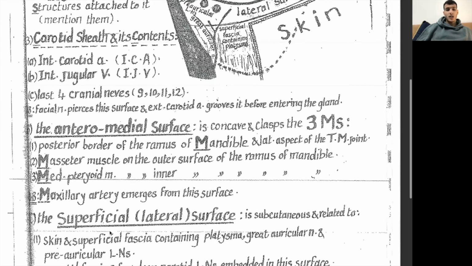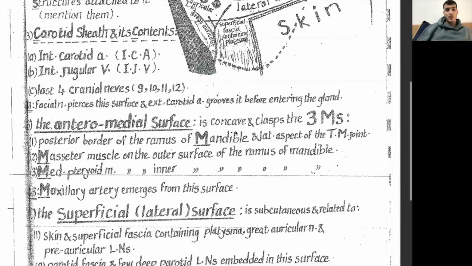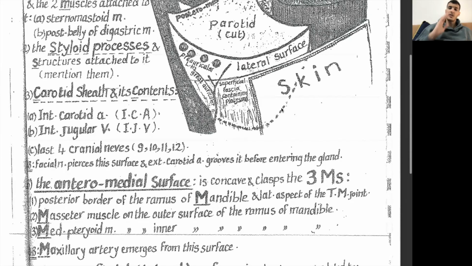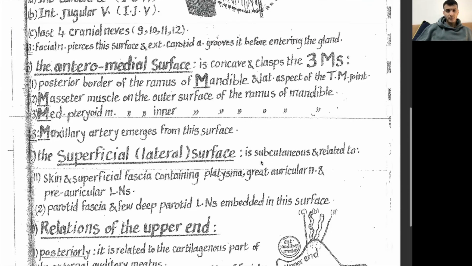Okay. And so the superficial lateral surface, of course, right here, you have the skin, obviously, is subcutaneous and related to skin. Also the superficial fascia, which has the platysma, okay? And if you want to mention some nerves, greater auricular nerve and the preauricular lateral nerves, the parotid fascia and few deep parotid lymph nodes, I think, embedded in the surface.